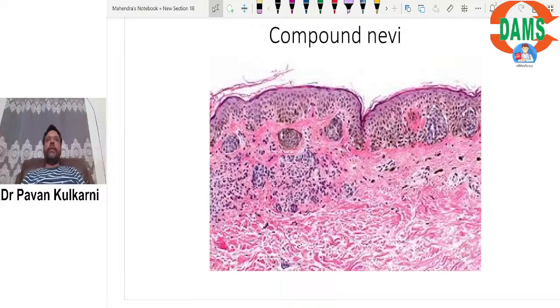But remember, some students get confused between nevi and melanoma. Melanoma cells also look like this. Melanoma is a malignancy. Nevi is a hamartoma. We have to differentiate that this is nevi, this is melanoma. How to differentiate? Look at the cells. The cells in nevi are very innocent. They are not hyperplastic, not hyperchromatic, not dysplastic. They don't exhibit any atypical features.